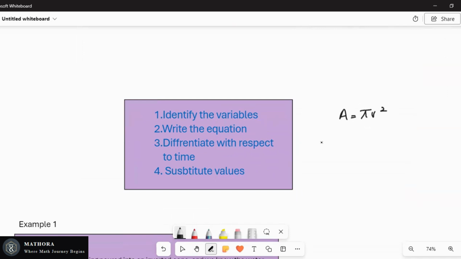Step number two, write the equation. Find the equation that connects these variables. As an example, you can see A equals pi r squared, which is the equation for the area of a circle.